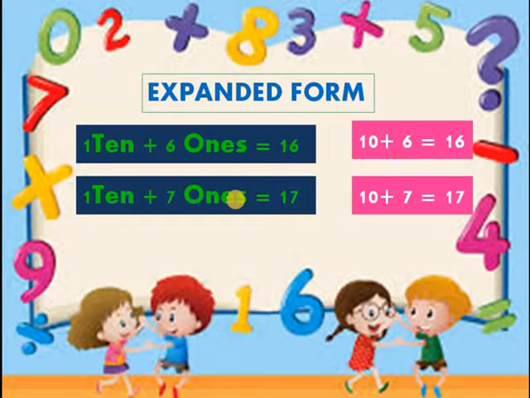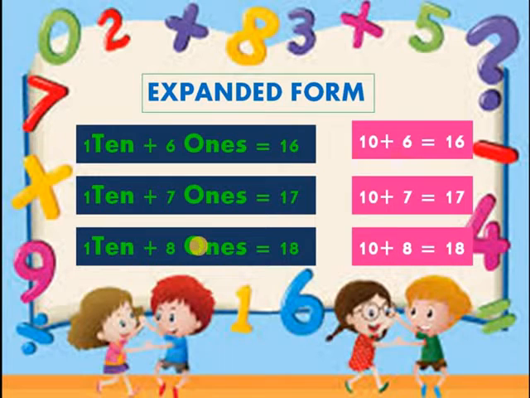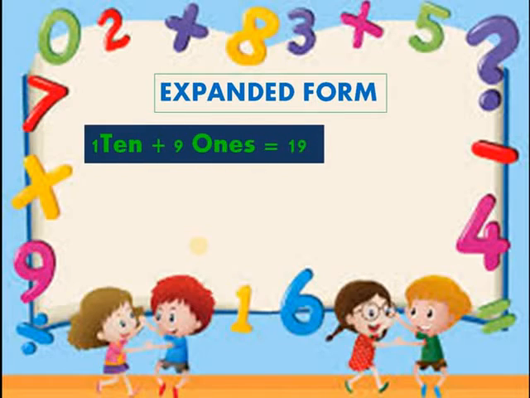Correctly guessed, the next number would be 17. And in 17, 7 is in ones place, so we have written 7 ones. 1 is in tens place, so we have written 1 ten. So 1 ten plus 7 ones is equal to 17. So this is the expanded form of 17. Guess the next expanded form. Next means the same thing, the next form of this. How can you write this in a different way?